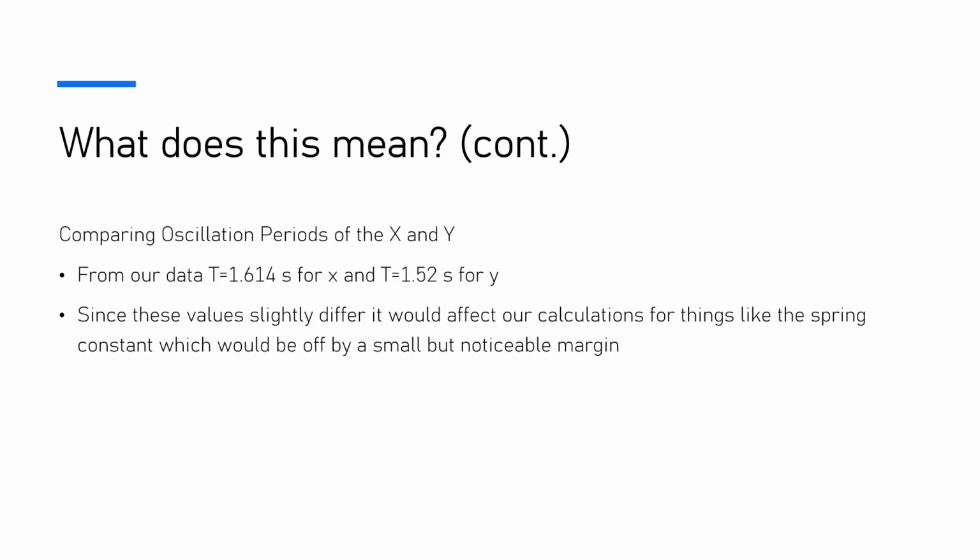As part of the what-does-this-mean question, we're comparing the oscillation periods of X and Y. From the data, the oscillation period for X was 1.614 seconds, and for Y it was 1.52 seconds. Since these values slightly differ, it would affect our calculations for things like the spring constant, which would be off by a noticeable margin.